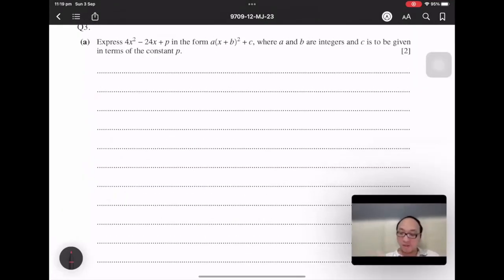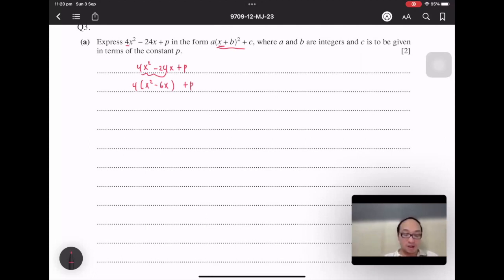Number 3, express 4x squared minus 24x plus p in the form a(x + b)^2 + c, the completing the square form, where a and b are integers, and c is to be given in terms of constant p. So we see that the first number is 4, and the first number in the bracket is 1. So we have to factorize 4x squared minus 24x plus p. So we factorize the first two terms into 4(x squared minus 6x) plus p.